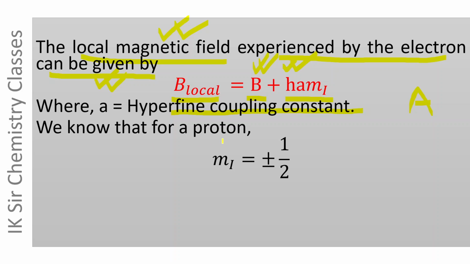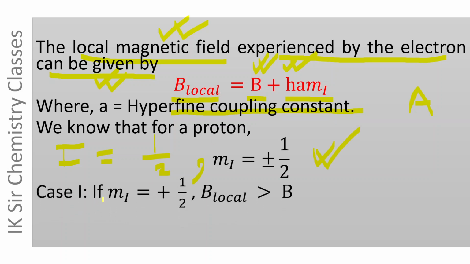We know that for a proton I is equal to half. For a proton I is equal to half, and the value of m I may be plus half or minus half.